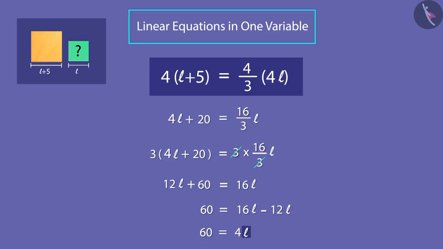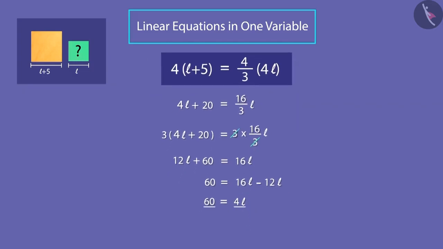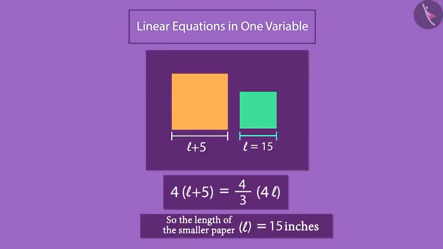Finally, we got the variables on one side and constants on the other. To find the value of L, let's divide both sides by 4. Finally, we get the value of L as 15. So, the length of the smaller paper is 15 inches.